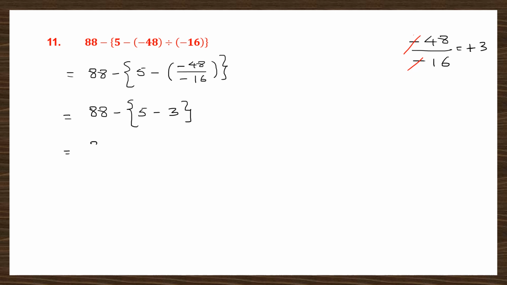Now next step, 88 minus, now we need to work out what is within the curly brackets. Within the curly brackets we have 5 minus 3. 5 minus 3 is 2. Now we have removed our curly brackets also. Now this is a simple step. 88 minus 2 is 86. So our final answer to this question is 86.